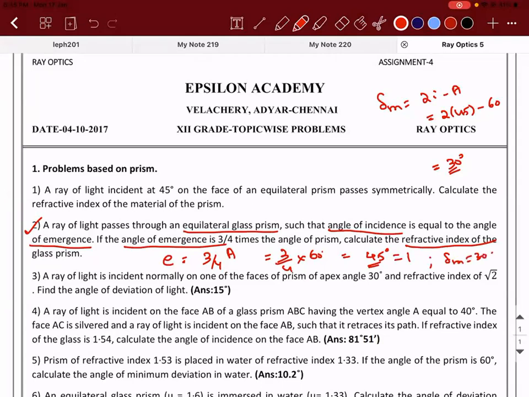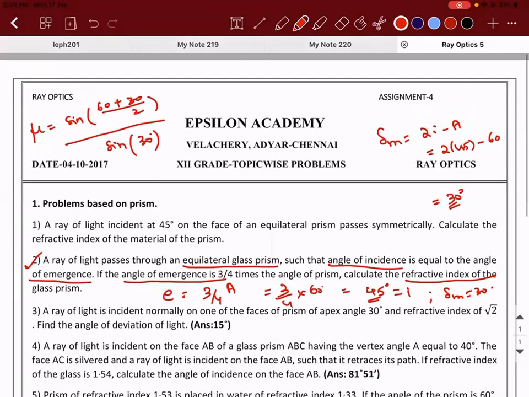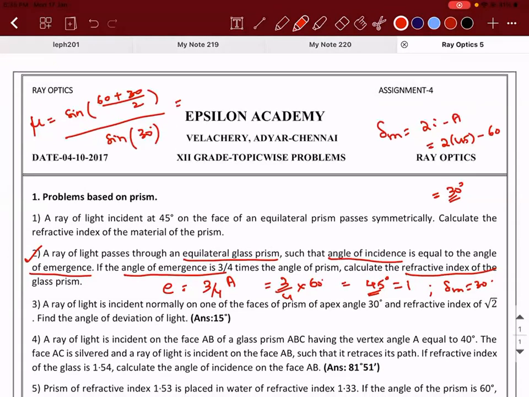So you know the formula for refractive index. Mu is equal to sine of, what is the formula? (A plus delta m) divided by 2, divided by sine of A by 2. 60 plus 30 divided by 2, divided by sine of A by 2. A is how much? It is again 30 when halved. So 60 plus 30 divided by 2 is sine 45. So sine 45 is 1 by root 2, divided by sine 30, which is half.